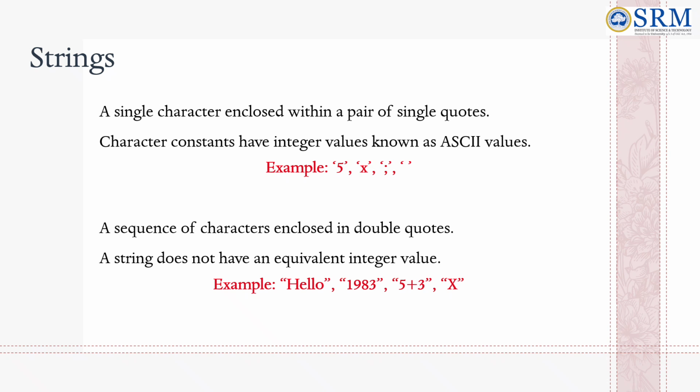The examples of character constants and string constants are given here. Characters are the ones enclosed within single quotes, and there is always an integer value associated with them. Strings are nothing but groups of characters enclosed within double quotes, and there is no integer value associated with them.